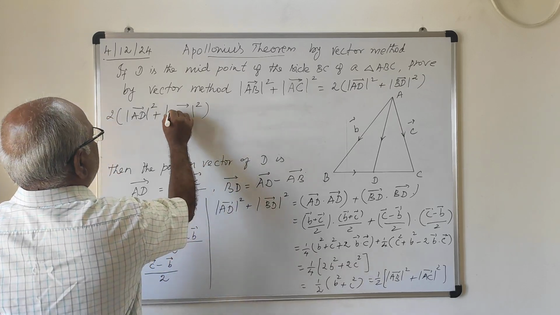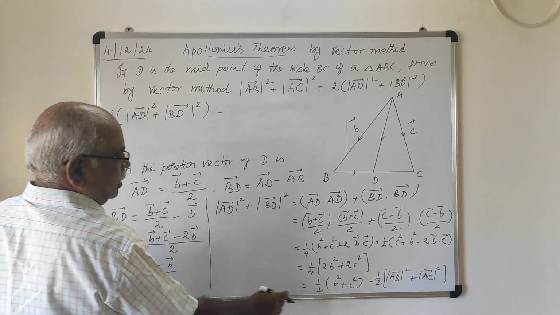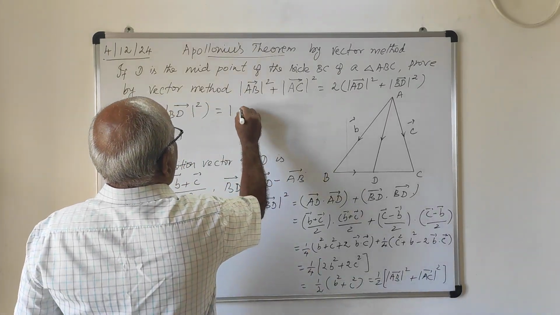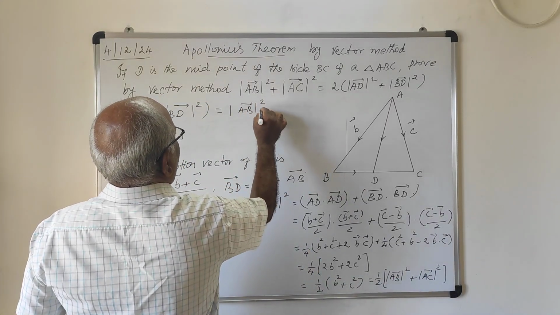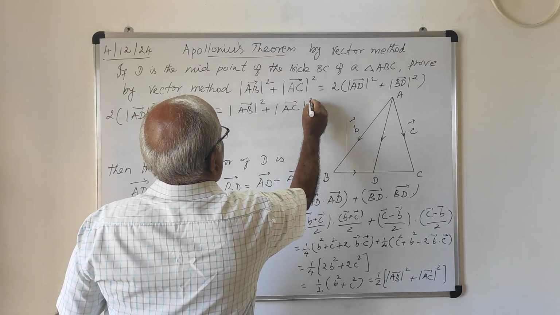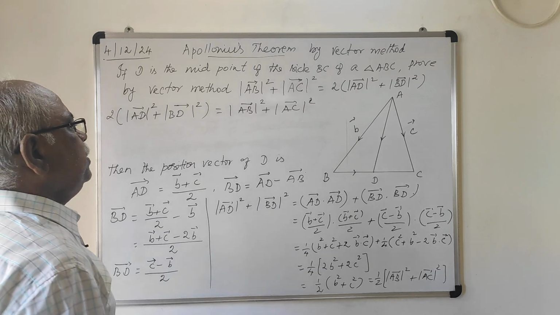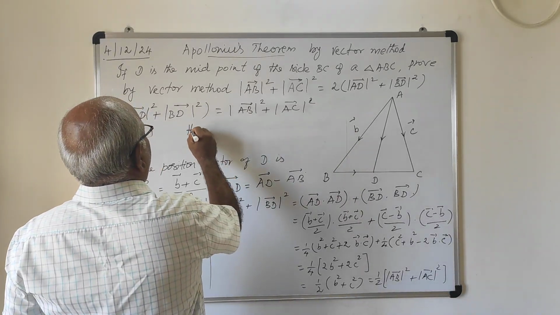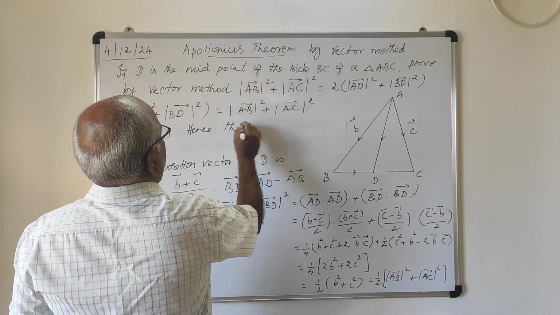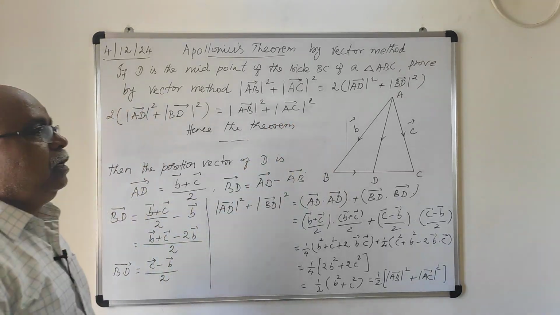Two into AD square plus BD square equal to mod of AB square plus mod of AC square. Hence the theorem. Theorem is proved. Okay?